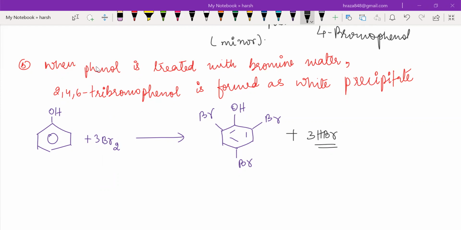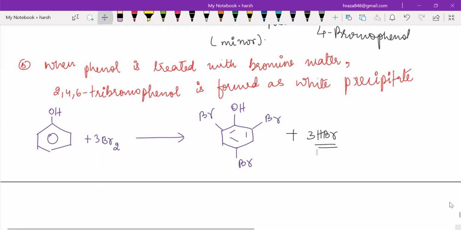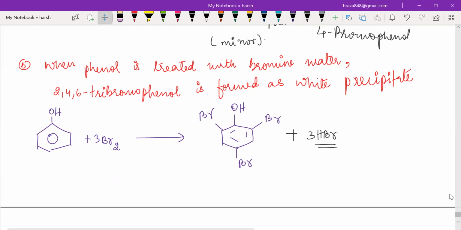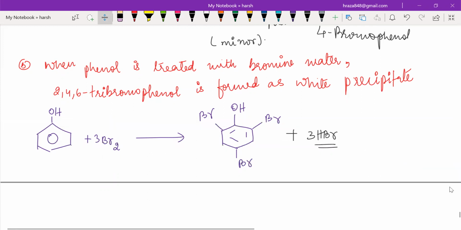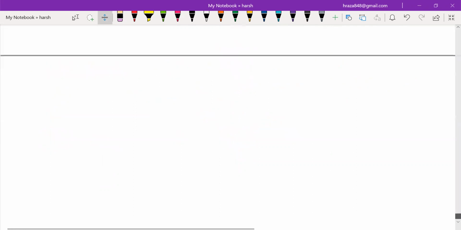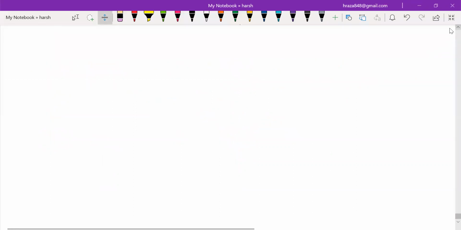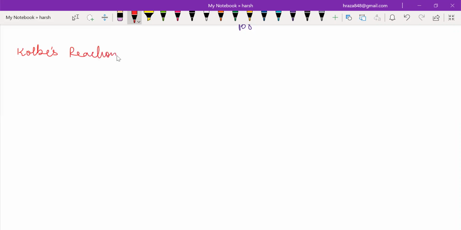Are you there? Yes, sir. So are you done with this? Yes, done. Now there are some name reactions that are very important from this chapter. And the first is basically the Kolbe reaction. So what does this Kolbe reaction mean?